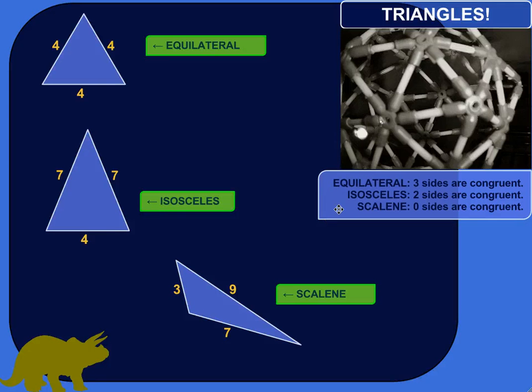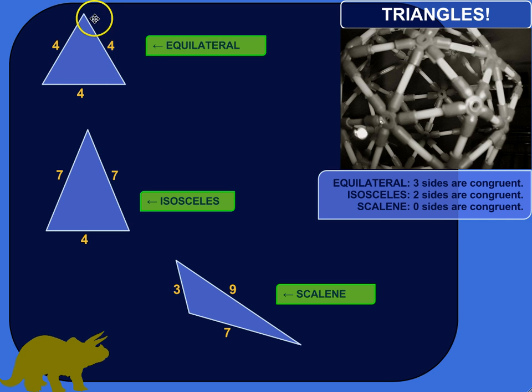So you can put triangles into three different categories or groups based on how their sides relate to each other. So specifically looking at the congruency of their sides, the equilateral triangles have three sides that are congruent. All three sides of the equilateral triangle are congruent, meaning they have the same length.